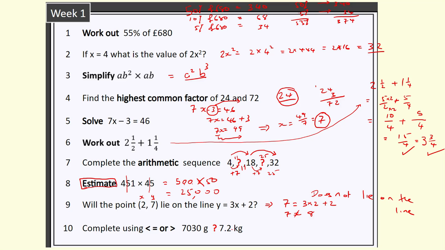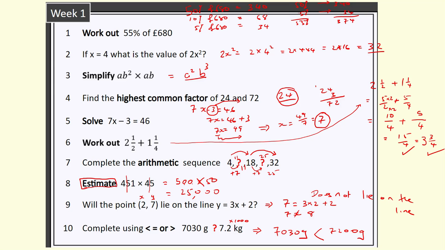And finally, anyone remember what this symbol is called? Less than, equal to, or greater than. So which symbol fits in here? Now, if they're both in different units, so if I make them the same, that makes it much easier to compare. So make them the same. I've got 7,030 grams and 7.2 kilograms. I need to multiply it by 1,000 to get it into grams. So that's going to be 7.2 times 1,000, 7,200, which is bigger than 7,030. Don't forget grams on there.